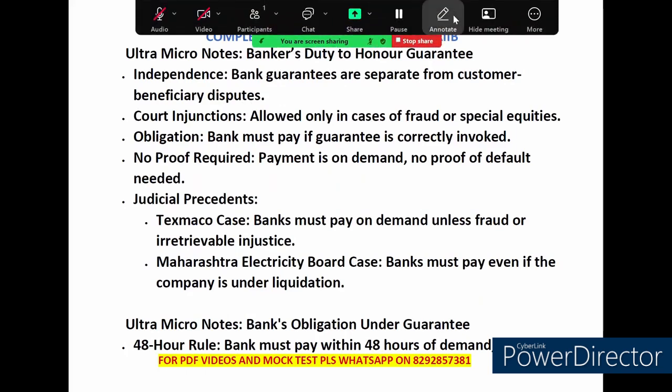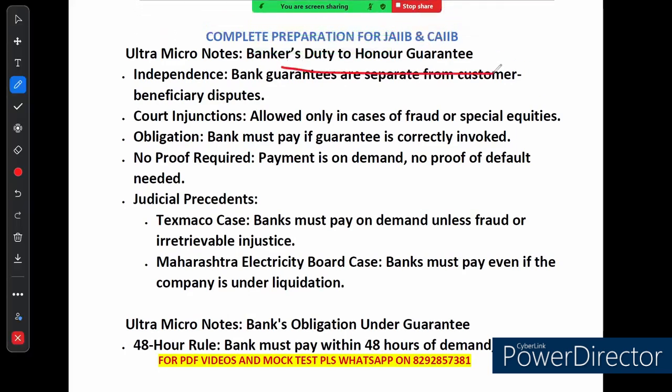Now let's talk about the banker's duty to honor guarantee. A bank guarantee is independent of any dispute between customer and beneficiary, right? And the bank must pay if the guarantee is invoked correctly. No proof of default is required, and there are only two exceptions where a court might stop a payment. The first case is a case of fraud or special circumstance.